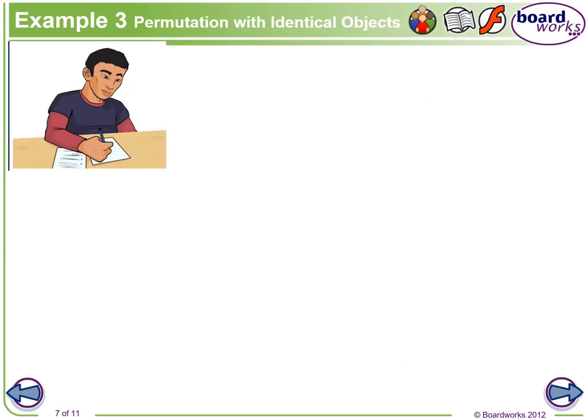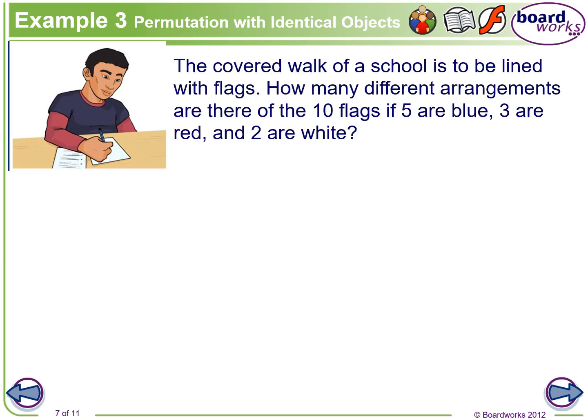Example number 3. Permutation with identical objects. Let's try to figure out when we can use the permutation with identical objects formula. The covered walk of a school is to be lined with flags. How many different arrangements are there of the 10 flags if 5 are blue, 3 are red, and 2 are white?